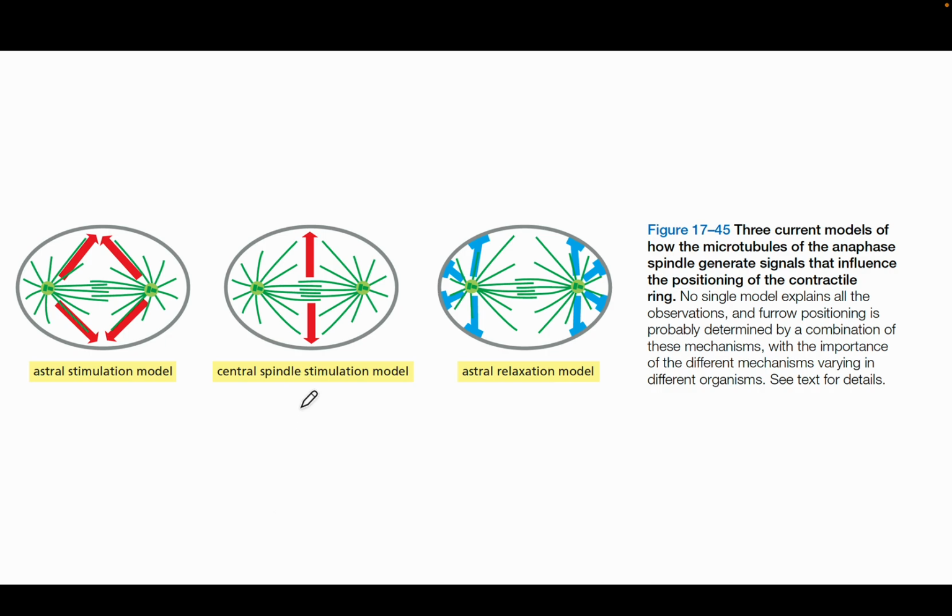So, three current models of how microtubules of the anaphase spindle generate signals that influence the positioning of the contractile ring. This is the astral stimulation model, this is the central spindle stimulation model, and this is the astral relaxation model. No single model explains all the observations, and furrow positioning is probably determined by a combination of these three mechanisms, with the importance of the different mechanisms varying in different organisms. So these are the three current models.